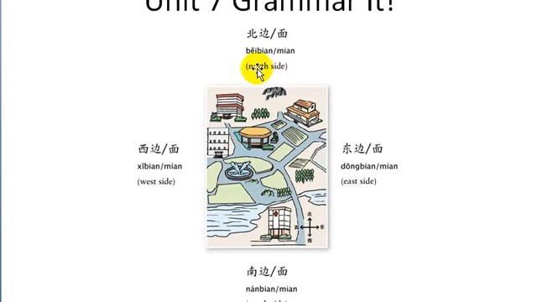North, south, east, and west. North side is 北边 or 北面, and west side is 西边 or 西面. East side is 东边 or 东面, and then south side is 南边 or 南面.